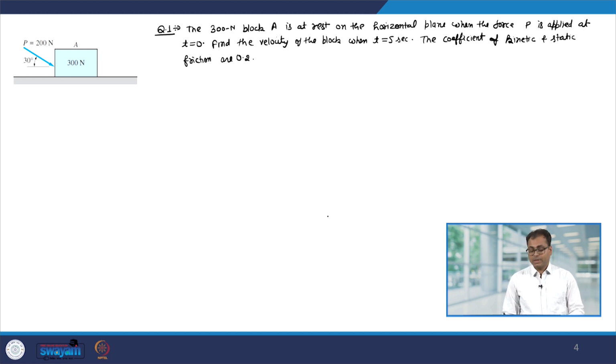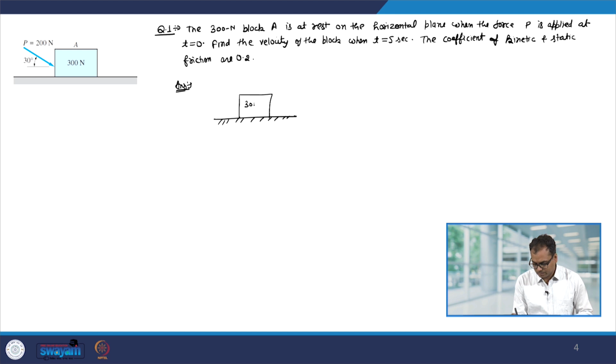Here it is obvious that the problem is easy to solve in Cartesian coordinates. Let me first make the free body diagram of this. So, we have a block, its weight is 300 Newton, and there is an external force that is acting at 30 degrees with the horizontal. Its value is P equal to 200 Newton, and because of that this block is going to move.